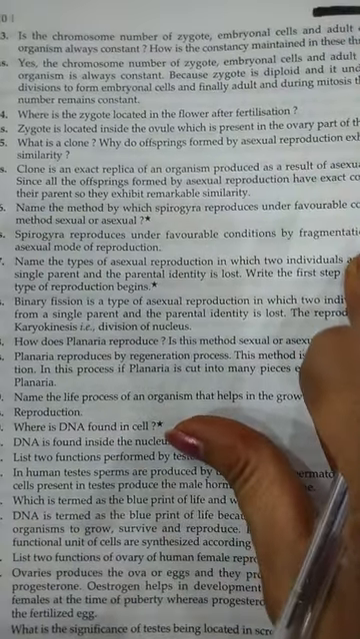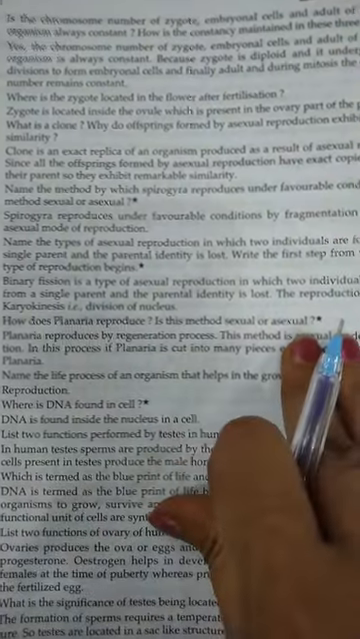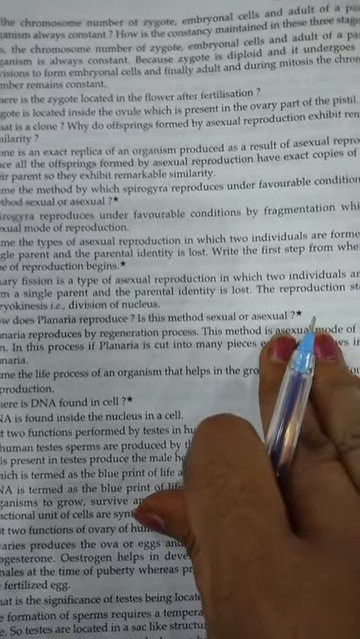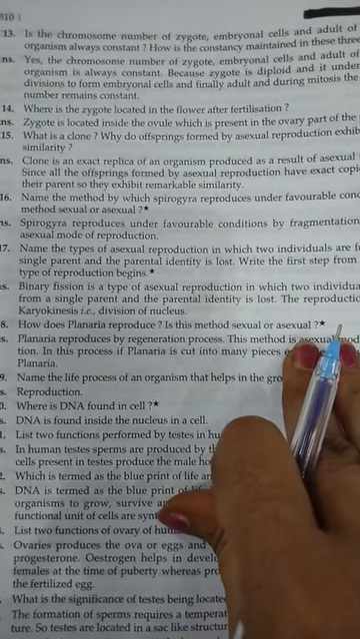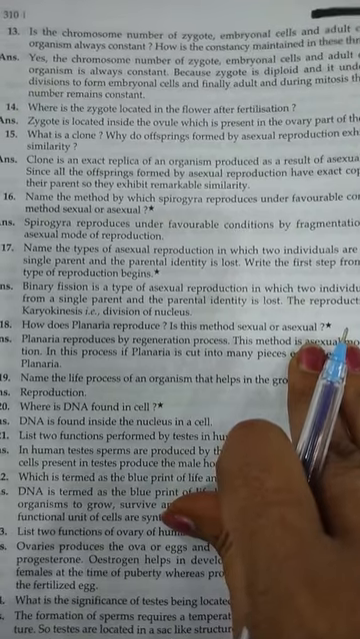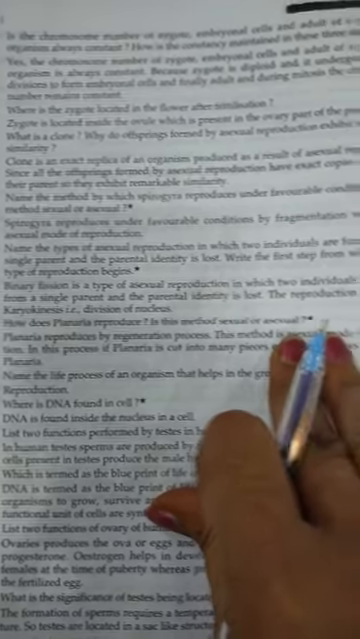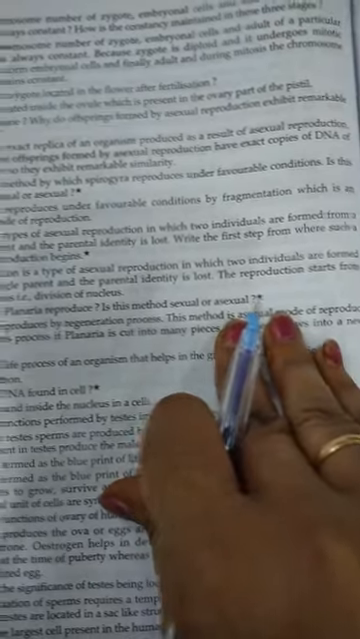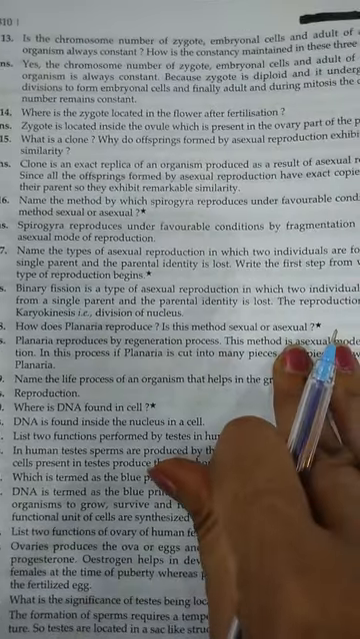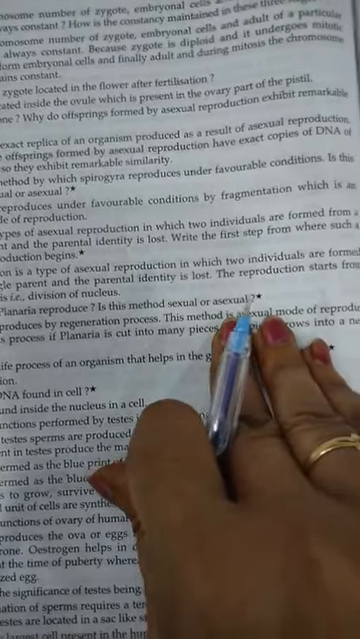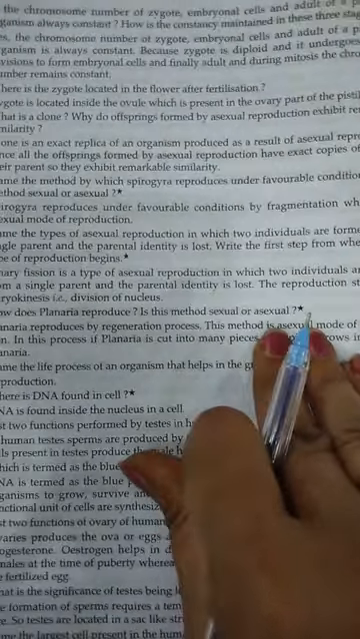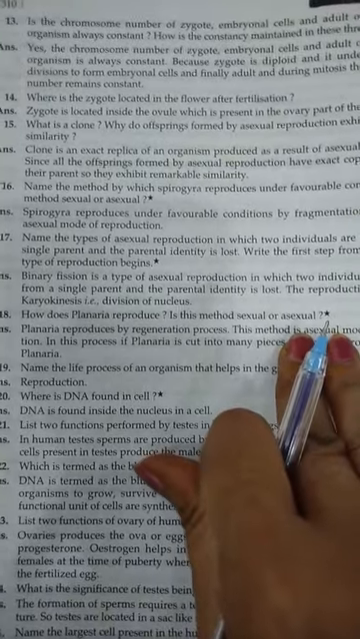Now name the method by which Spirogyra reproduces under favorable conditions. Okay, and is this method sexual or asexual? Spirogyra reproduces under favorable conditions by fragmentation, which is an asexual mode of reproduction. Okay, then name the type of asexual reproduction in which two individuals are formed from a single parent and the parental identity is lost. Write the first step from where such a type of reproduction begins.